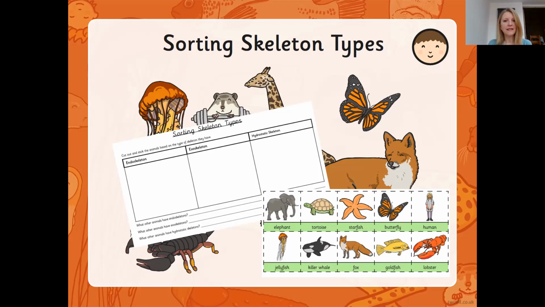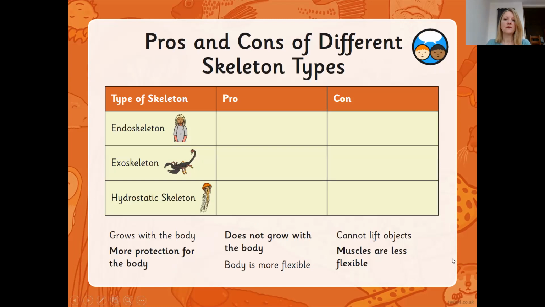And then when you've completed that, just a little bit more for you to think about. What are the pros and cons of the different skeleton types? That means what's good about them and what's bad about them. So what's good about an endoskeleton, but what's not so great about it? What's good about an exoskeleton and what's not so good? And what's good about a hydrostatic skeleton and what's not so good? And there are some ideas down here that would fit into each of those boxes.